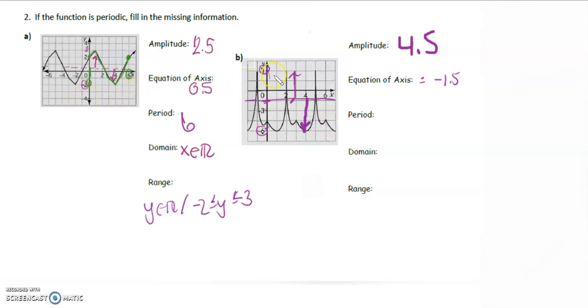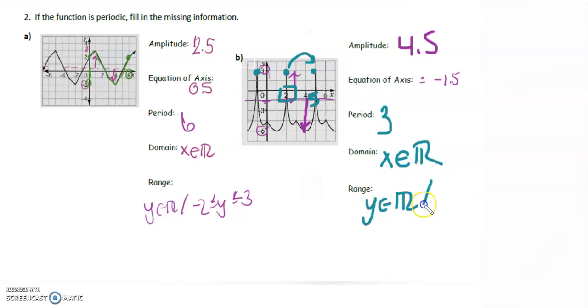Okay, so for the period, we always want to look at a value that is very distinct. So we can go from a maximum to a maximum. This one's the easiest, going from 2, and then we repeat again at 5. So the period here is 3. Domain, we're assuming x ∈ R, this cycle continues forever. And then the range, that one's easy because we've already identified our max and min points. Min is -6, max is 3.